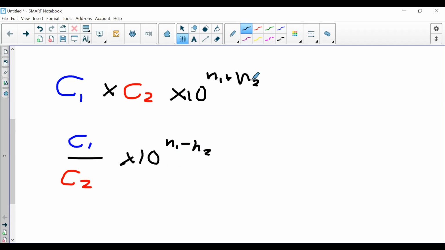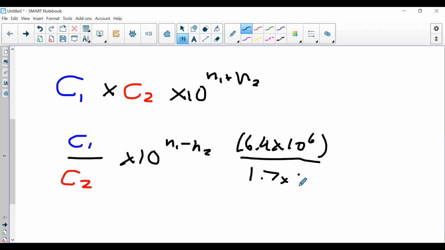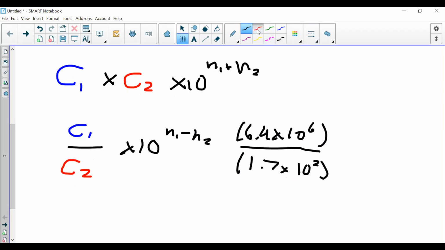All righty, so let's look at the examples they give us. For this one, they've given 6.4 times 10 to the 6 over 1.7 times 10 to the second. So the first thing you do is you divide those first two coefficients. So 6.4 divided by 1.7. Do we have an answer for that? 3.76. So that's my new coefficient.